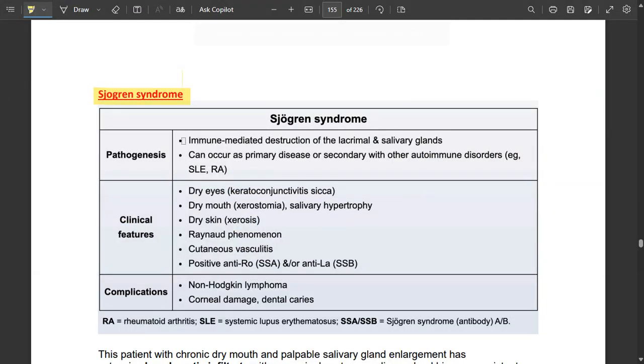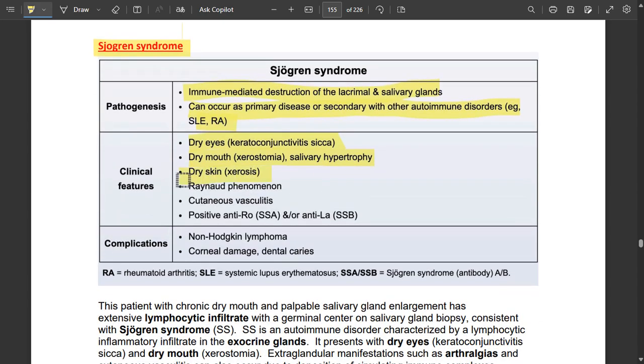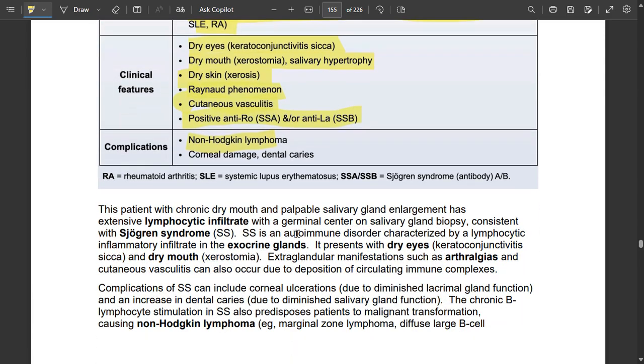Okay, so there is immune destruction of lacrimal and salivary glands. Arthritis together is called Sjogren syndrome, primary, or secondary with autoimmune disorders like SLE and RA. So dry eyes occur, dry mouth occurs, there's xerostomia, salivary gland hypertrophy, and dry skin, xerosis, can occur. Raynaud's phenomenon and cutaneous vasculitis can occur with positive anti-Ro and anti-La antibodies. Complications include marginal zone lymphoma, corneal damage, and caries, etc.